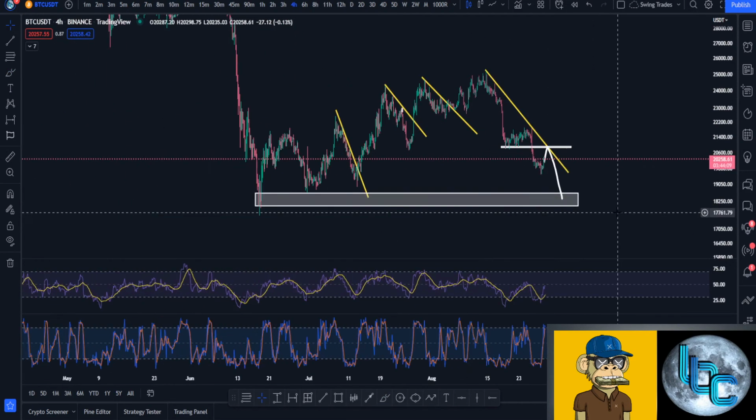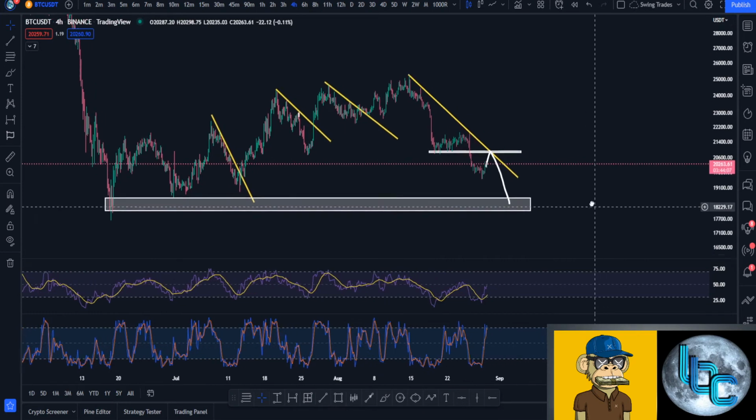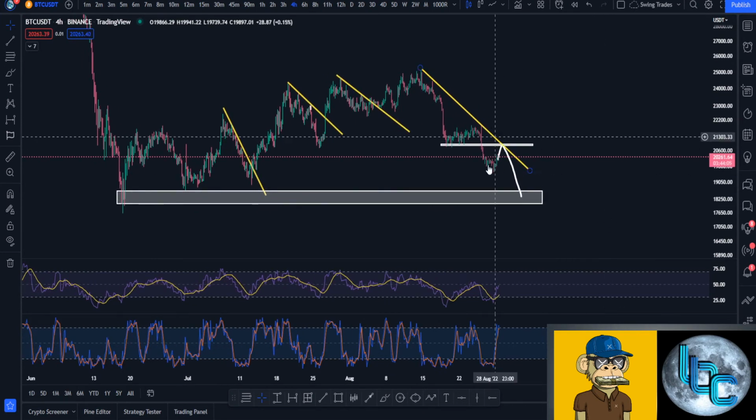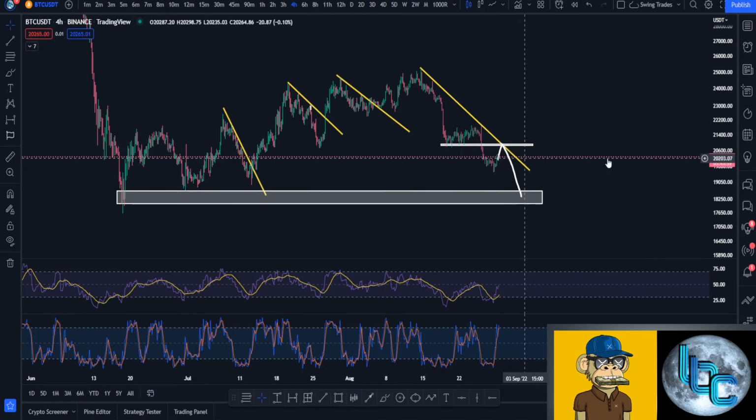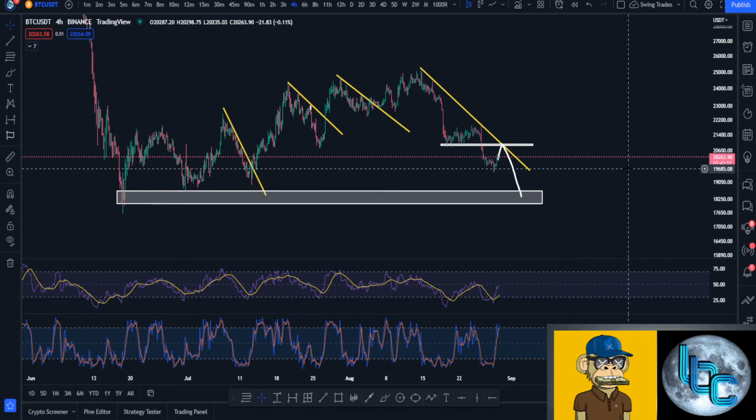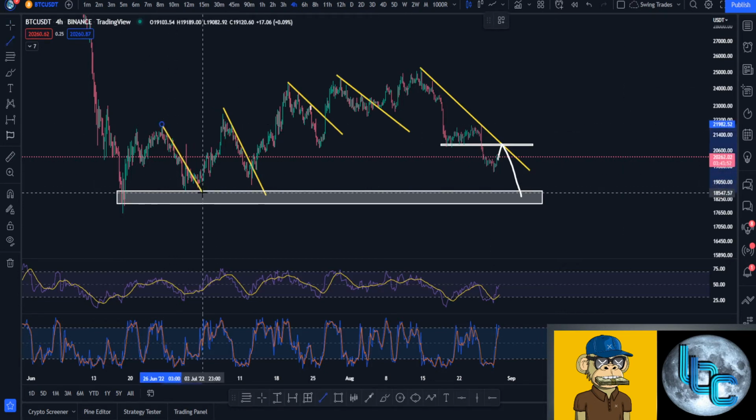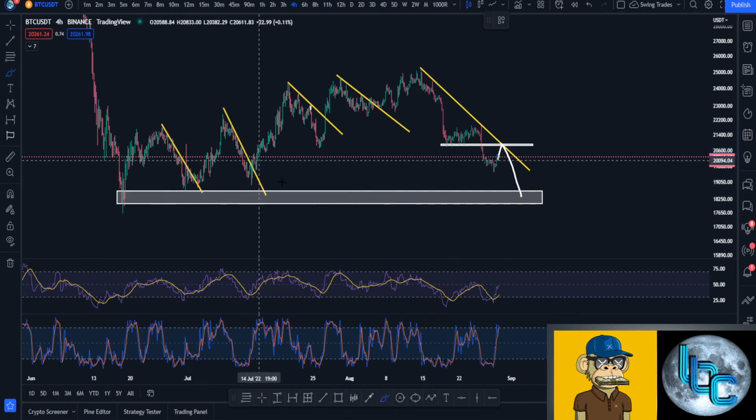So yeah, that is my general thesis on Bitcoin right now. On a longer term move, I'd be looking at probably 20.8, maybe short. That's just me. And yeah, one more thing, I know I'm coming back.